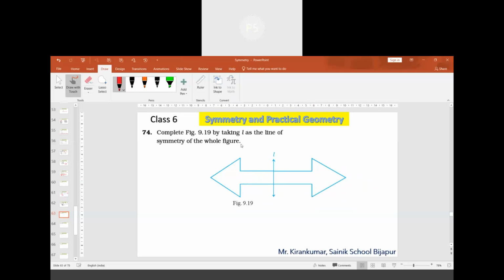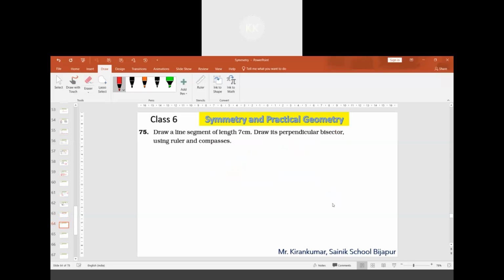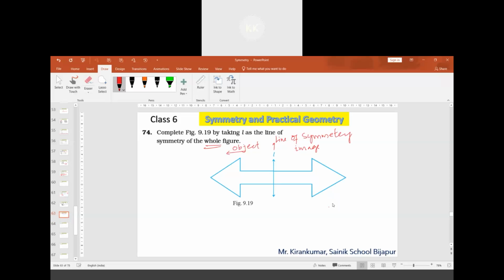This part was the object. This is its image. This line is the line of symmetry. And this complete thing is the whole figure. Understood? This type of question will not be asked in the exam.